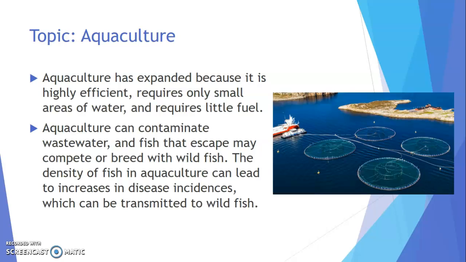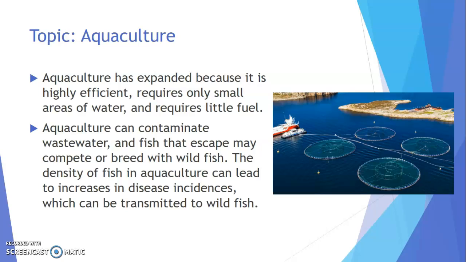And then the density of fish in aquaculture can lead to increases in disease incidences, which can be transmitted to wild fish. So this is a good example with COVID-19, right? We're staying at home, we're social distancing because the more we're in contact with other people, the closer we are, the more likely that virus is to spread. Same thing with these fish pens. So you've got all these fish packed into this one area. And if there's some kind of parasite or disease that gets into the population, it can spread really easily. So that's a drawback of that.